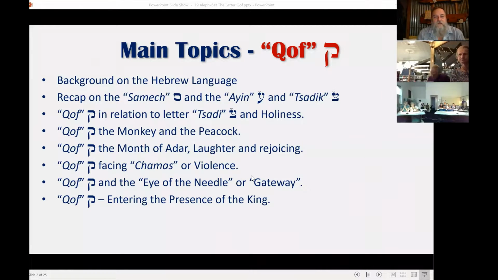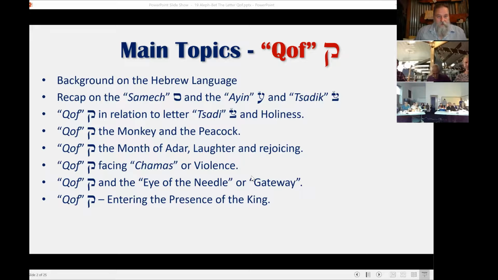So basically what we're going to discuss tonight is just a bit of background on the Hebrew language, specifically Hebrew thinking, a few interesting things there. And then I'm going to recap specifically on the letter Samech, the letter Ayin, and also the letter Tsadik, because they all flow in and are connected to the letter Goof in some way, shape, or form. And then we're going to look at the connection between the letter Goof and the letter Tsadi. And when you combine them, it makes the word Tsadik. That means holiness. And we're going to have a discussion about what holiness is and why holiness is important.